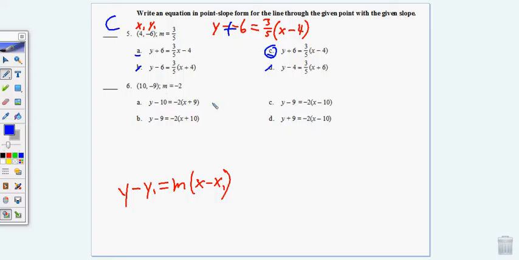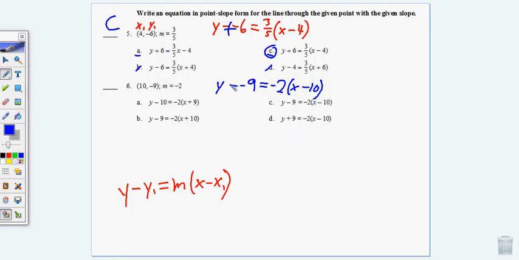Alright, your chance to pause it and work on number 6 is over. I'm going to start working on it right now. So we have x1 is 10, y1 is -9, and your slope is -2. So we're going to do y minus a -9. It's going to equal my slope, which is -2, times (x minus 10), like so.